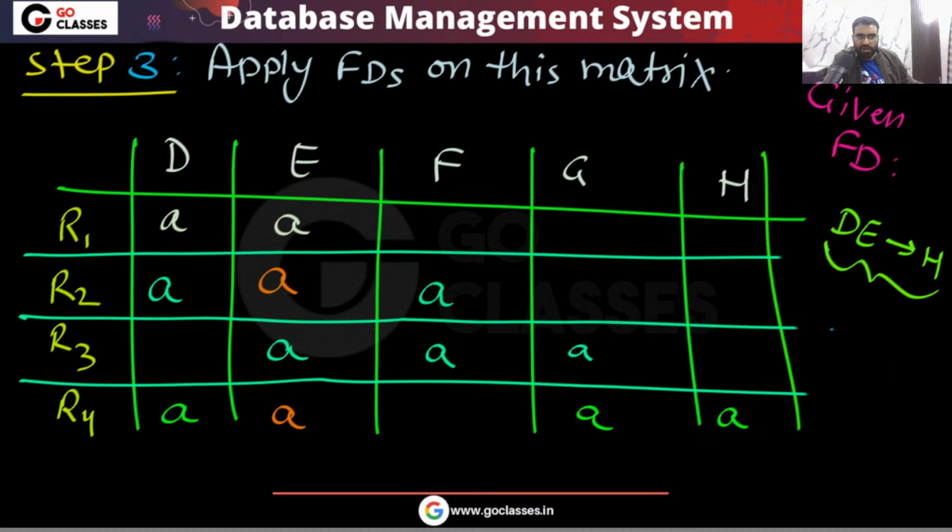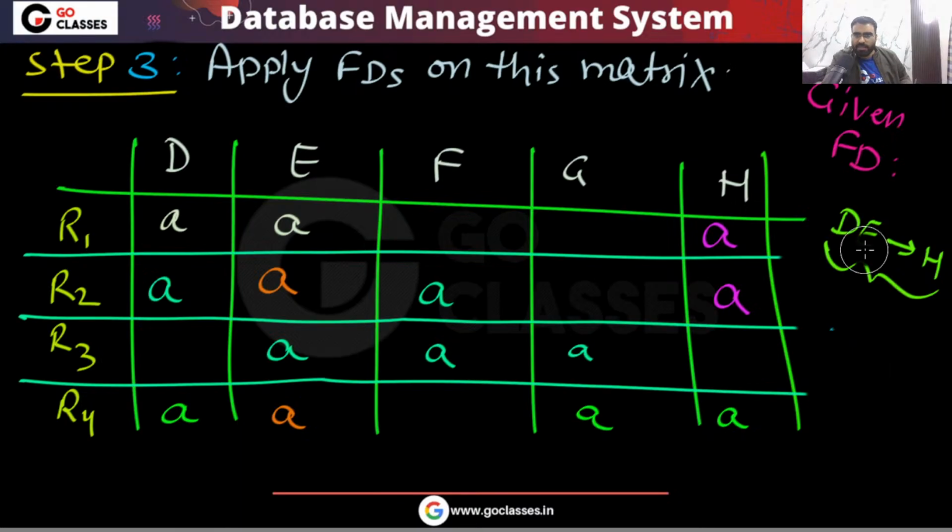So what are we going to do? Already this H value is A. So here also I should put A, here also I should put A. This is what I'm going to do. Here I will put A, here I will put A, like this. I hope you understood. Very simple point, right?